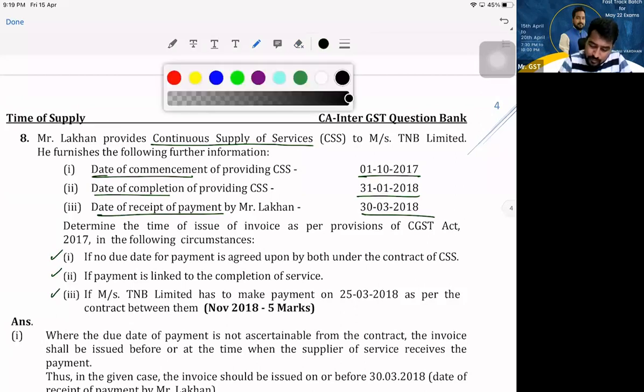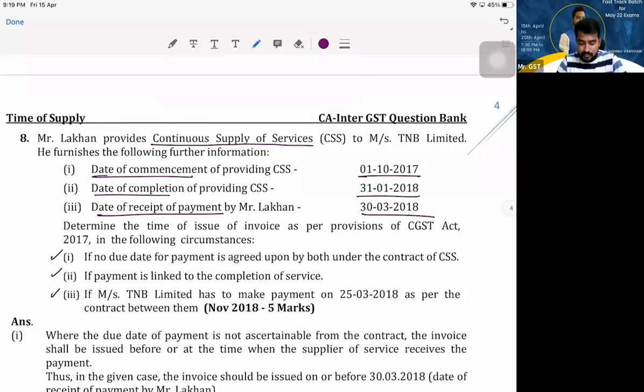What are they asking us? First case. If there is no due date for payment, what is the time of supply? Yes, you can unmute and respond. What is the provision in section 13? If we cannot identify the date in the deed or contract, the provision is on or before the date of receipt of payment. Yes, on or before the date of receipt of payment.